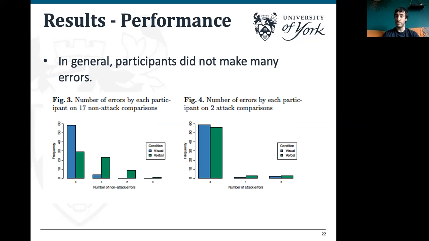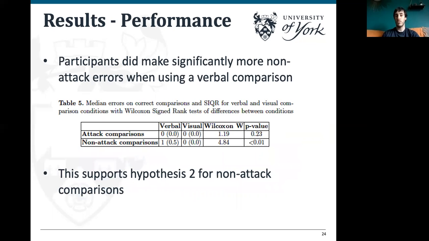In terms of figure 3, though, there does seem to be an interesting difference between the number of errors made on non-attack conditions between the visual and verbal condition, with potentially the participants making a higher number of errors in the verbal condition. And in fact, this was a significant difference. Participants did make significantly more non-attack errors when using a verbal comparison, with the summary statistics and test statistics shown in Table 5. These results do support hypothesis 2 for the non-attack comparisons.